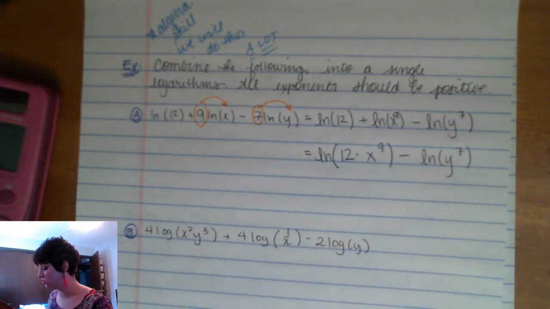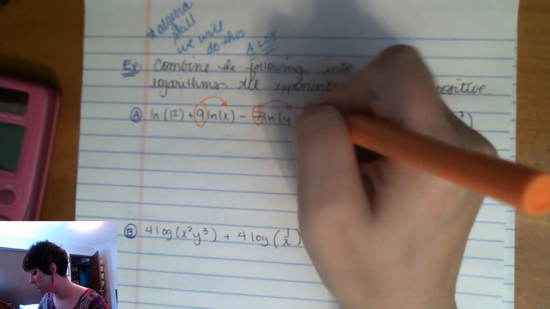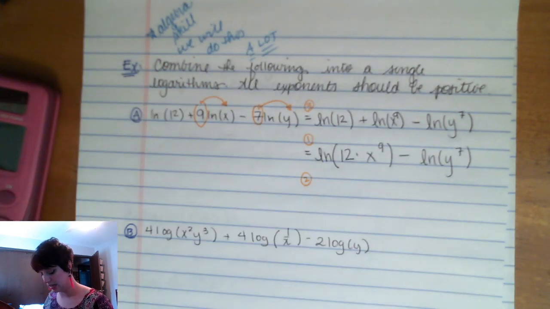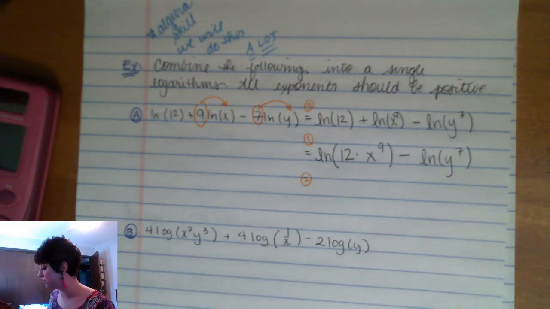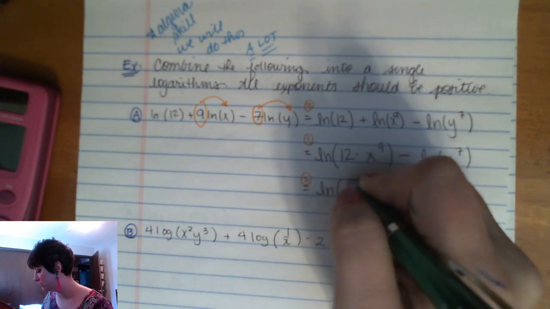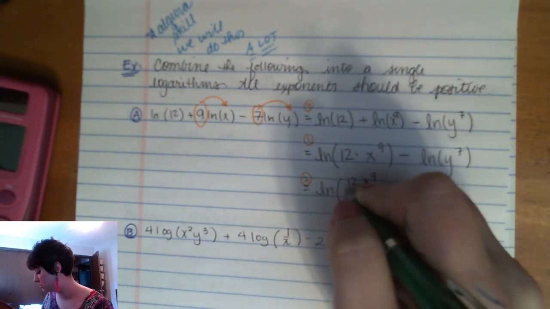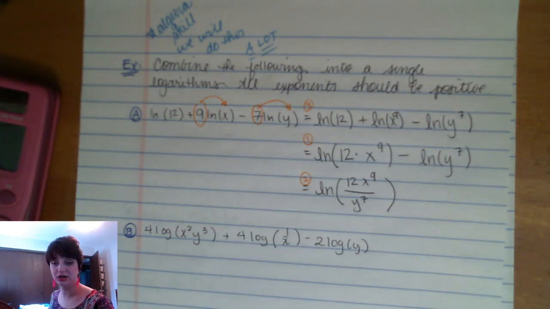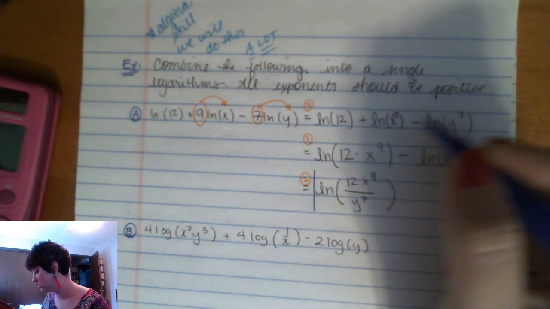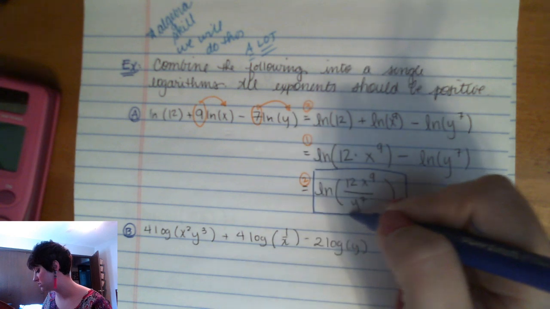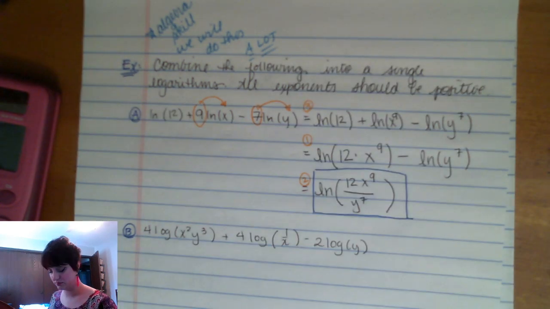So this was rule 3. This is rule 1. And then rule 2 says that a difference of logs is a log of quotient. So it would be the first one in the top and the second one in the bottom. So I get natural log of 12 x to the 9th over y to the 7th. The x and the y can't simplify at all, so they can just stay like they are. Get this.